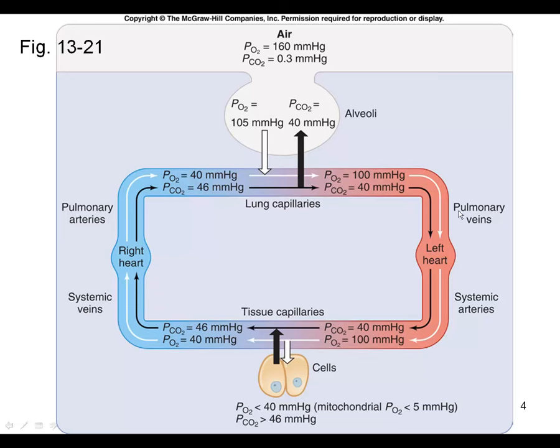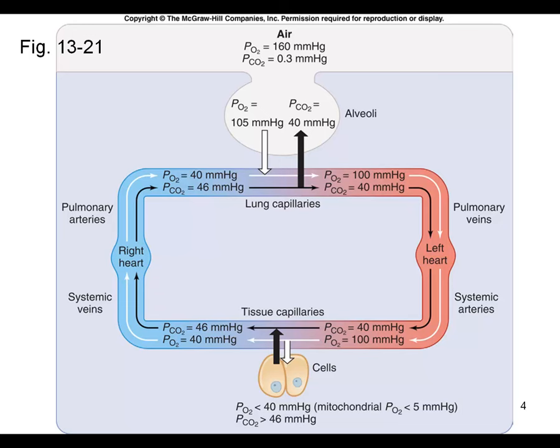So PO2 of the arterial blood is about 100. PCO2 is about 40. So you notice there's a difference between the alveoli and the arterial blood. Because there's a little bit of mismatch in ventilation and perfusion, and there's some normal shunt and that kind of thing, typically there's a 5 millimeter of mercury difference between what's in the alveoli and what's in the pulmonary vein.